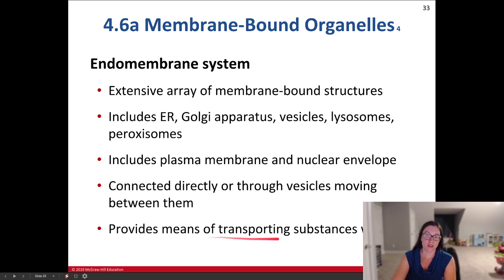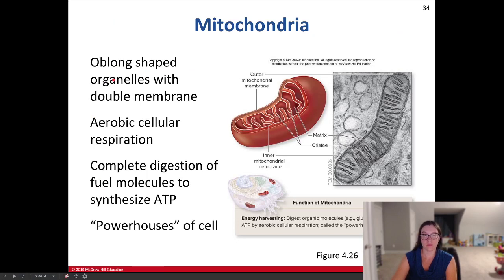It provides a means of transporting substances within the cells. So all of these are covered by these phospholipid bilayers. And so we can have these little transport vesicles that bud off of one organelle and then go into another organelle. And so they can all sort of share their phospholipids and transport things from one organelle to the next. But the mitochondria does not participate in this. The mitochondria is kind of its own thing.